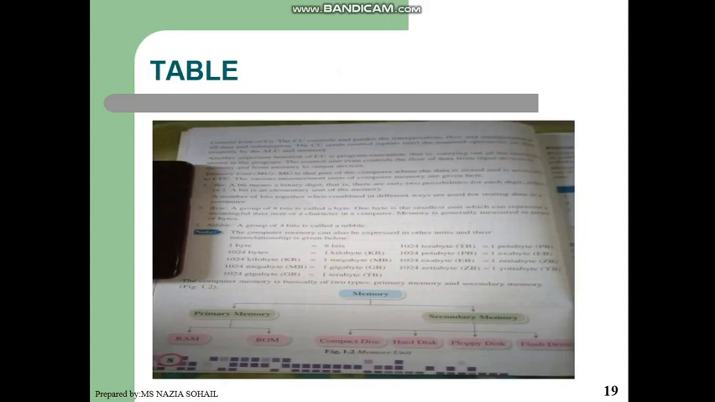In your book there is a table, and here there is a table. I am going to explain this one. Your memory is divided into primary memory and secondary memory. So what is the primary memory? Primary memory is divided into 2 memories, RAM and ROM. That is what we call the primary memory. And what about the secondary memory? In secondary memory you study the compact disk, hard disk, floppy disk and flash drives.